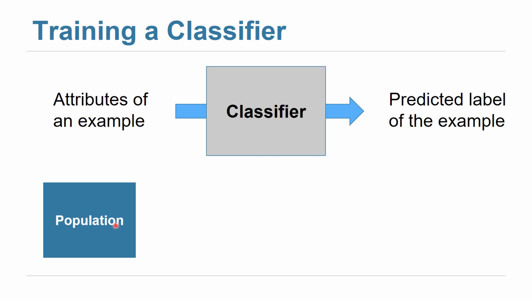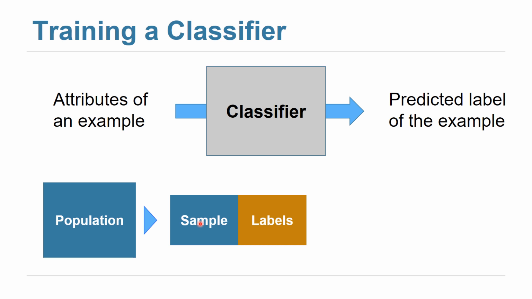We will assume that we have a population of examples, a population of online transactions, a population of emails, and so on. And we will take a sample from that population. Hopefully it will be a random sample that is representative of that population. Now, in order to train the classifier, we need labels for the examples in this sample. Actually, for each example, we need the correct class for that example.